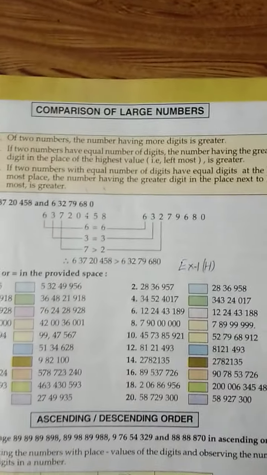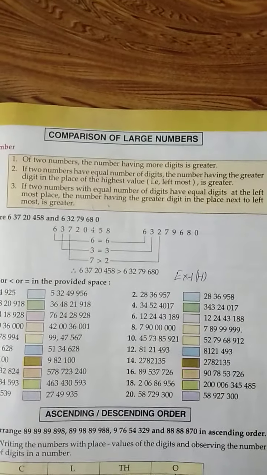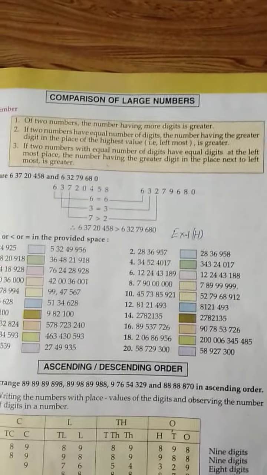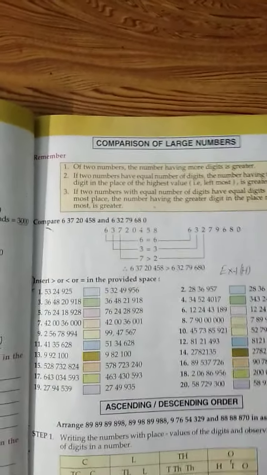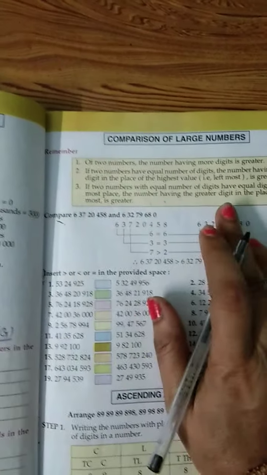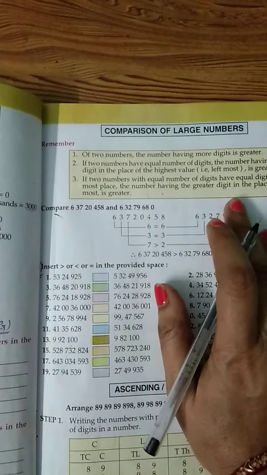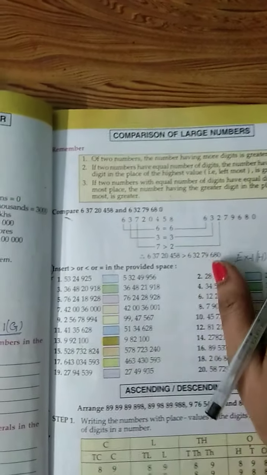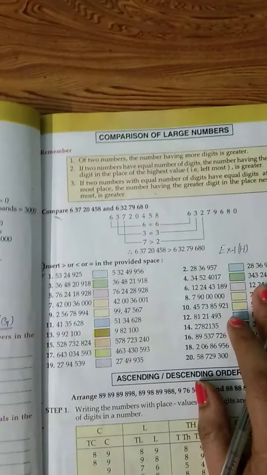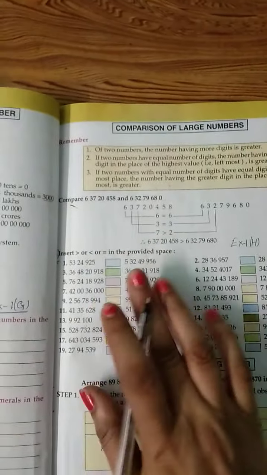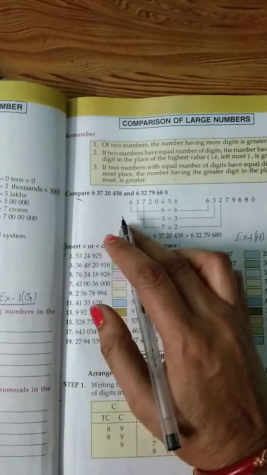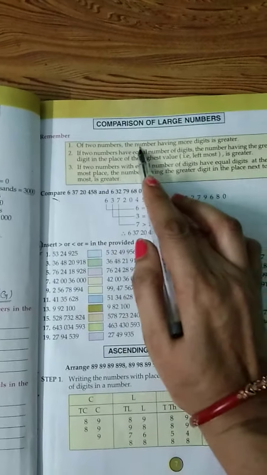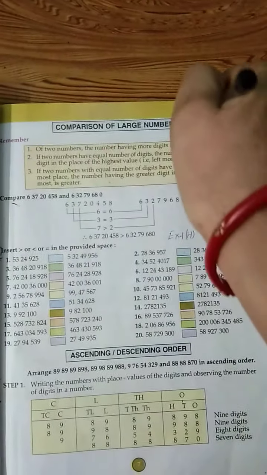Next topic is comparison of large numbers. Two numbers when compared are either equal, or one is greater than the other, or one is less than the other. There are some rules to compare two numbers. First rule: the number containing a greater number of digits is greater than the number containing fewer digits. In short, of two numbers, the number having more digits is greater.